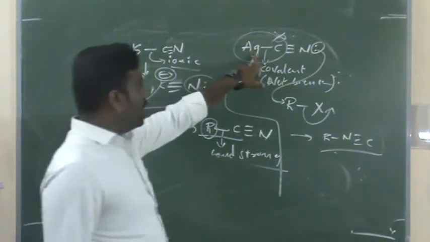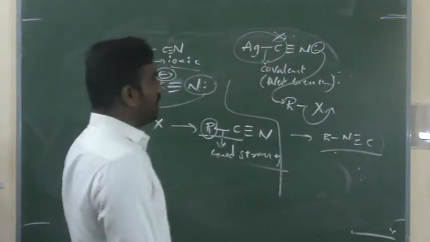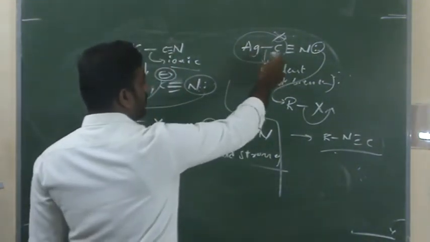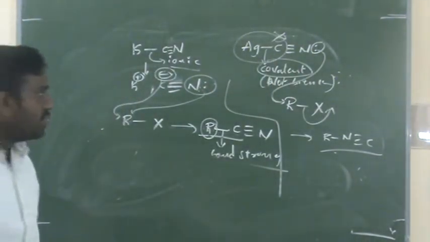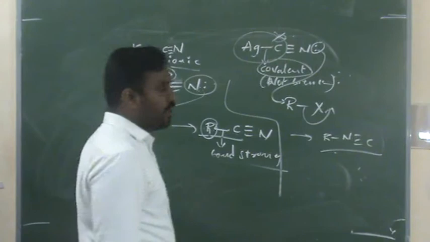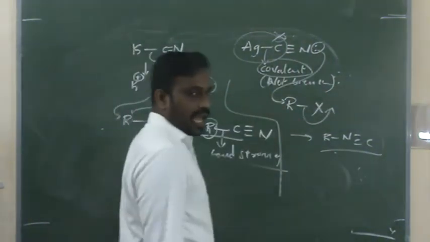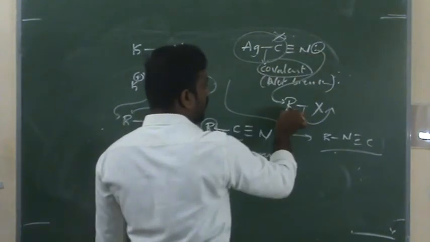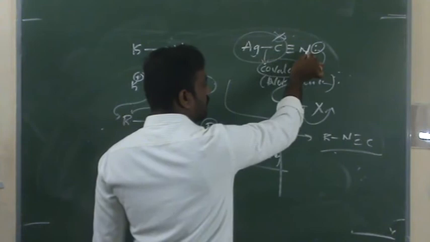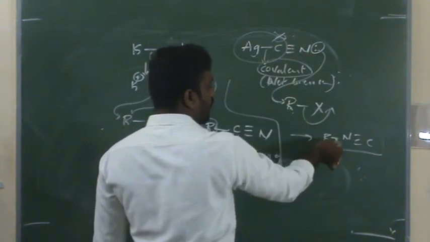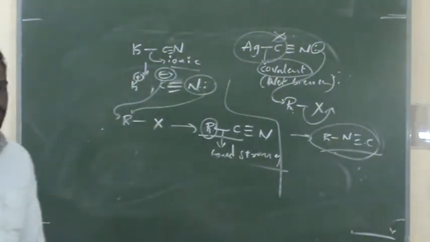Okay, see here, the bond between the Ag and C in AgCN is perfectly covalent. It is not possible to break. When it is not possible to break, then nitrogen is ready to donate the electrons to whom? The alkyl halide. If nitrogen donates the electrons to the alkyl halide, then there is a bond formation between the R and N. Then we are getting R-N triple bond C, that is called alkyl isocyanides.